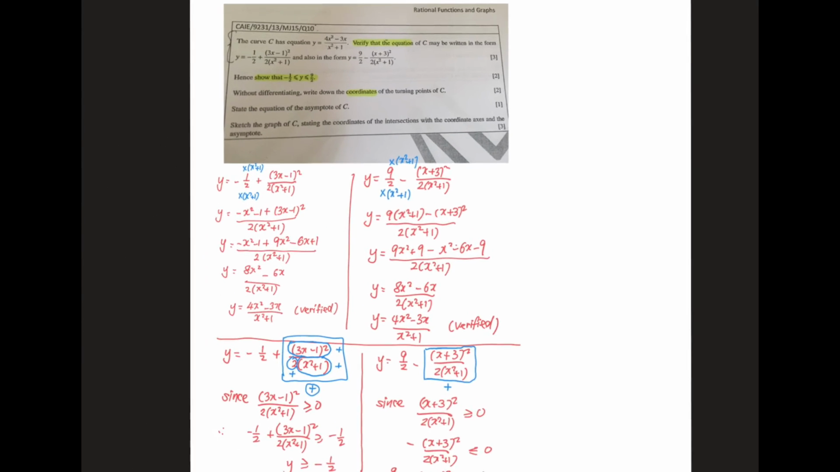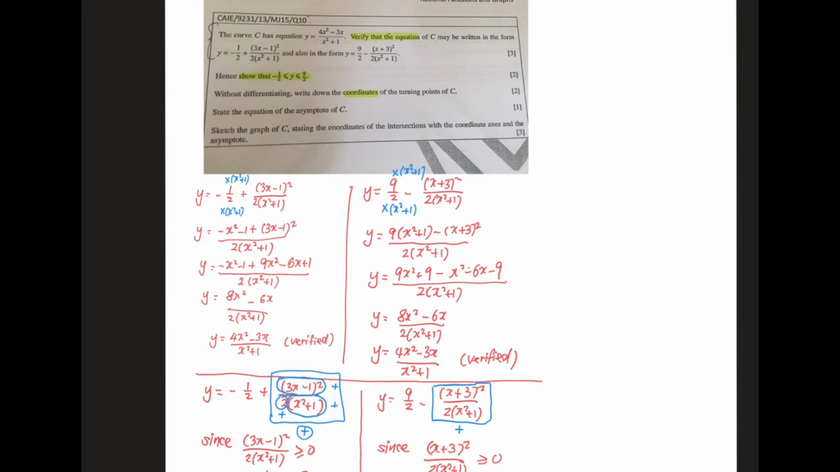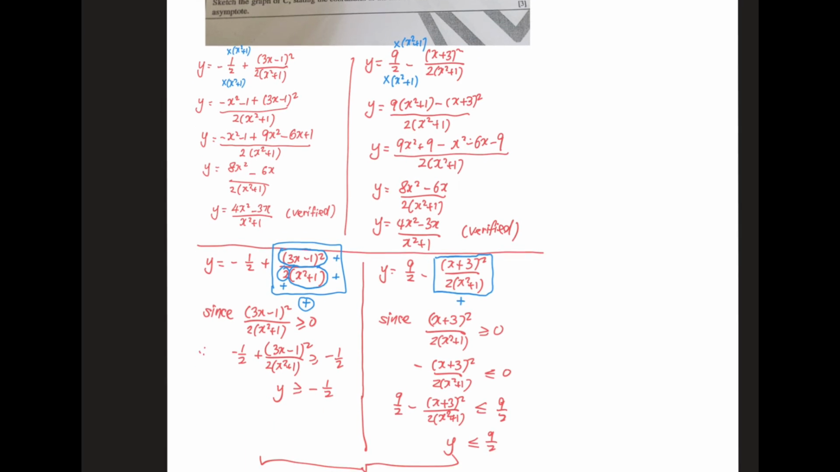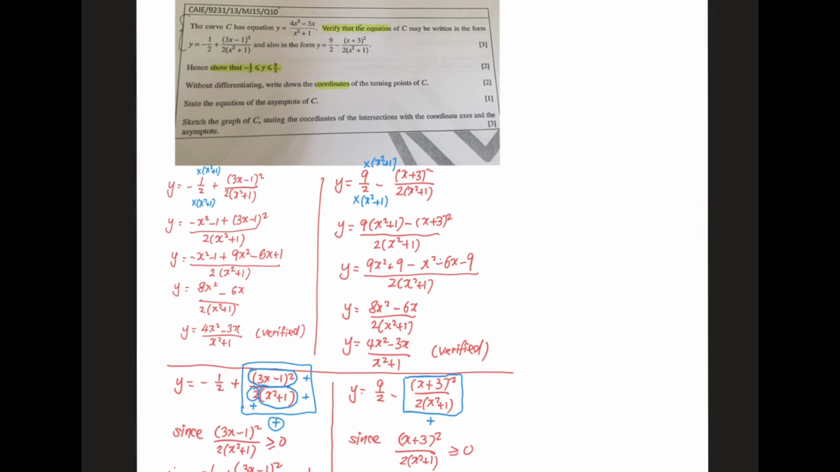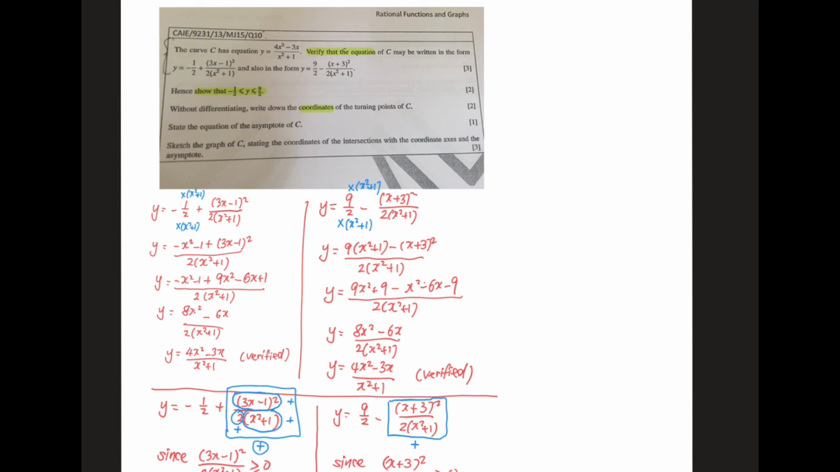Let's see the question again. State the equation of the asymptote. This one I think you know, but I just quickly go through also, as I need that to sketch the graph. So you know they are the same power. So let's state the equation of the asymptote.